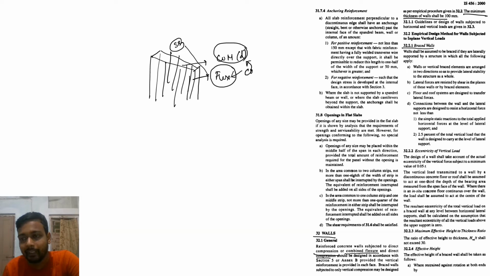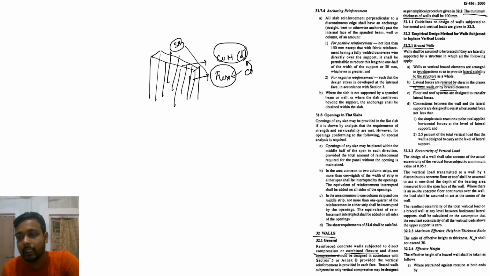Walls shall be assumed to be braced if they are laterally supported by the structure, in which all the following apply. Walls or vertical braced elements are arranged in two directions so as to provide lateral stability to the structure, because stability matters. Lateral force is resisted by shear in the plane of these walls or by braced elements. Floor and roof systems are designed to transfer lateral force. Definitely we do all this because of the load transfer. So this is a very common statement: lateral force resisted by shear, and floor and roof systems are designed to transfer the lateral force.